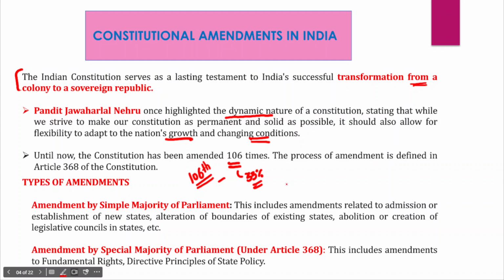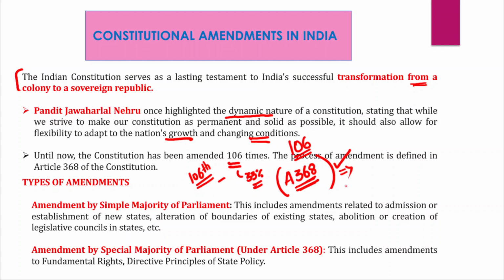And one very important article in the Indian Constitution that deals with the amendment of the Constitution is Article 368. So Article 368 provides a procedure for the amendment of the Indian Constitution. You should remember Article 368. So far, 106 amendments have been made, and Article 368 mentions an elaborate procedure for the amendment of the Indian Constitution.